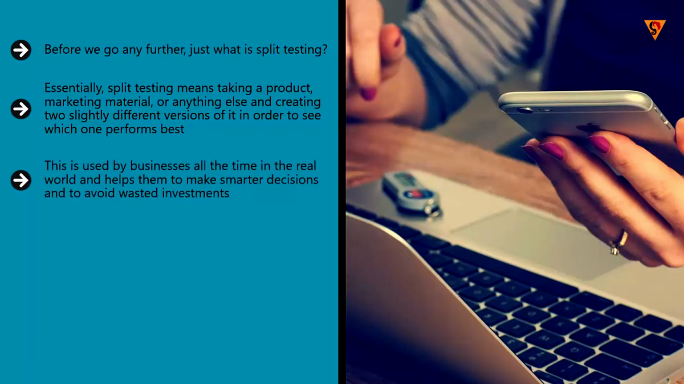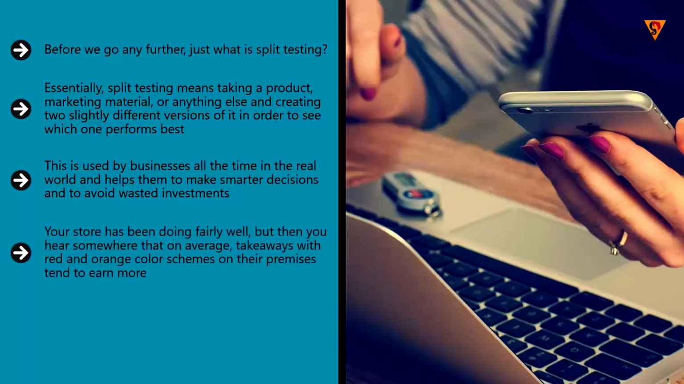This is used by businesses all the time in the real world and helps them to make smarter decisions and to avoid wasted investments. Let's imagine for a moment that you own a chain of fast food restaurants that sell only prawn-based dishes, because why not? Your store has been doing fairly well, but then you hear somewhere that on average, takeaways with red and orange color schemes on their premises tend to earn more.